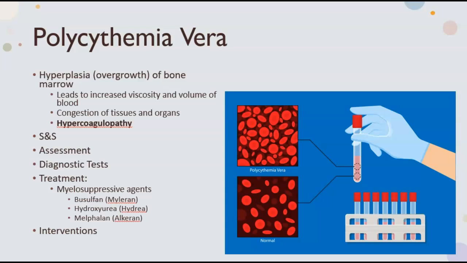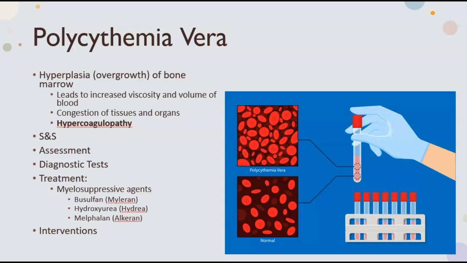Now we will talk about Polycythemia vera. So this is hyperplasia or overgrowth of the bone marrow. So this is going to lead to the overproduction of erythrocytes, granulocytes, basophils, and platelets. So all of those, white blood cell, red blood cell, and platelets. This leads to increased viscosity and volume of the blood. So it increases the thickness of the blood and also increases the volume, the amount of blood.